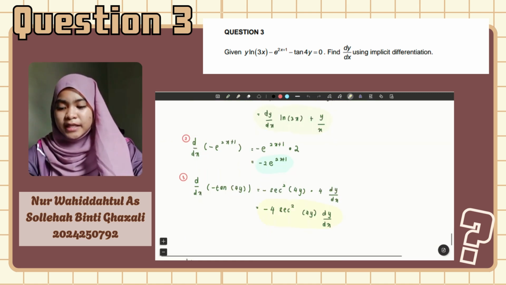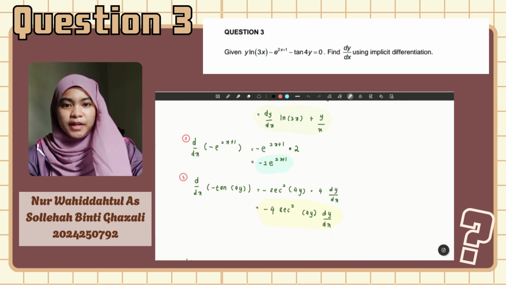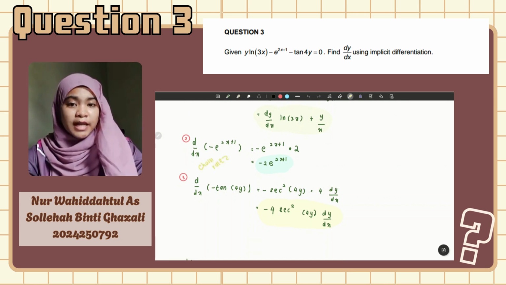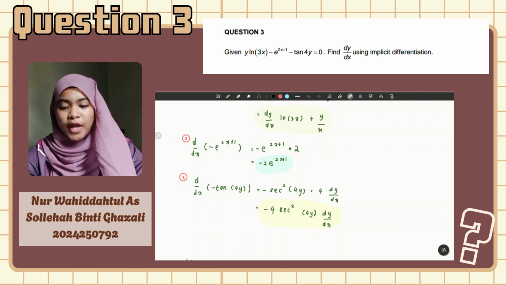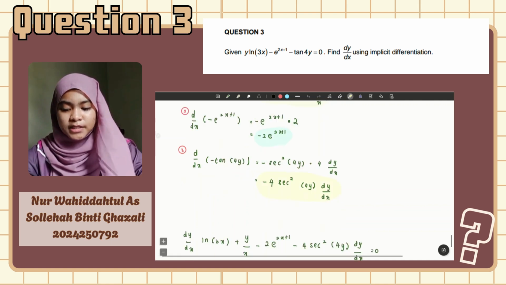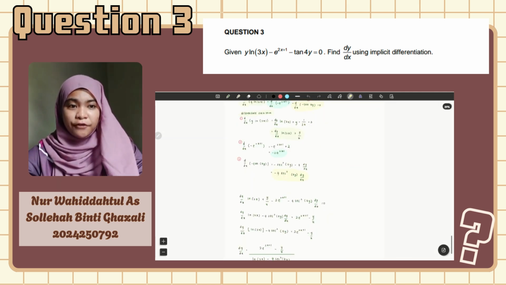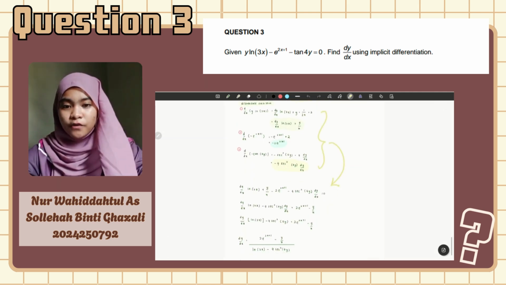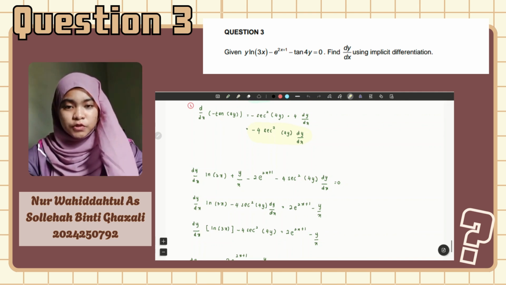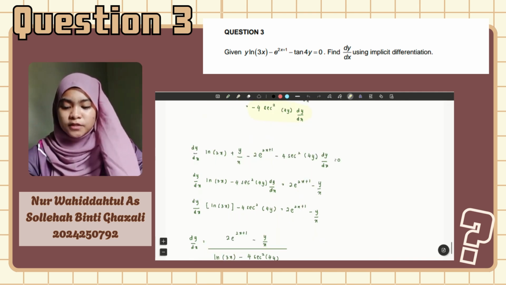For the second term, d/dx (e power of 2x plus 1), we will use the chain rule and times with 2, and we get 2e power of 2x plus 1. For the third term, d/dx (tan 4y), we also use the chain rule and change the tan to secant squared. So secant squared 4y will times with d/dx of 4y, and we get secant squared 4y times dy/dx. Then we will substitute all the derivatives back into the original equation. So we get dy/dx times ln 3x plus y times 1 over x minus 2e power of 2x plus 1 minus 4 secant squared 4y times dy/dx equal to 0.